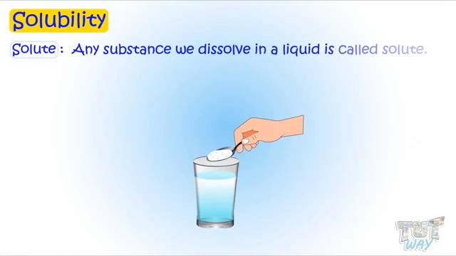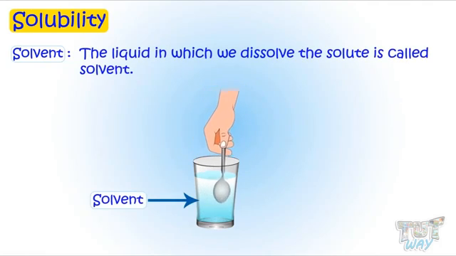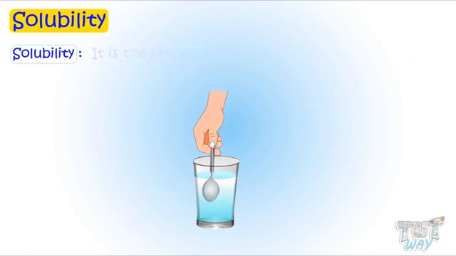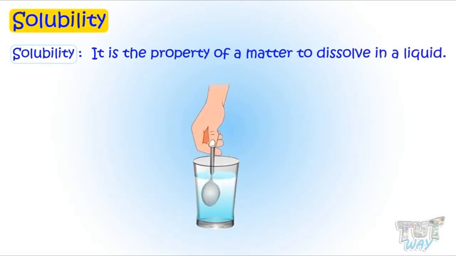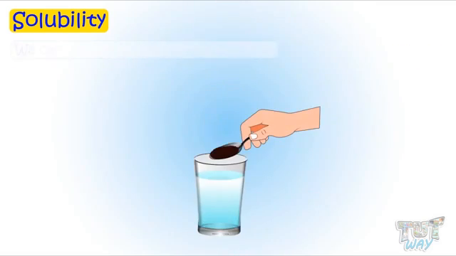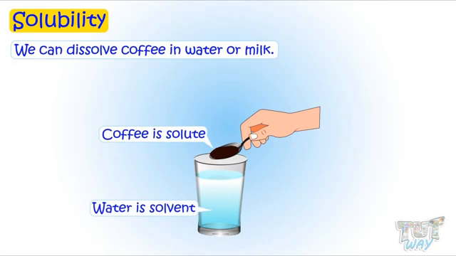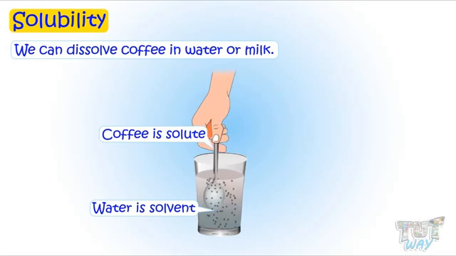Solubility. Any substance we dissolve in a liquid is called solute, and the liquid in which we dissolve it is called solvent. Solubility is a property of a matter to dissolve in a liquid. Like we can dissolve coffee in milk or water. So here, coffee is solute and milk or water is solvent.